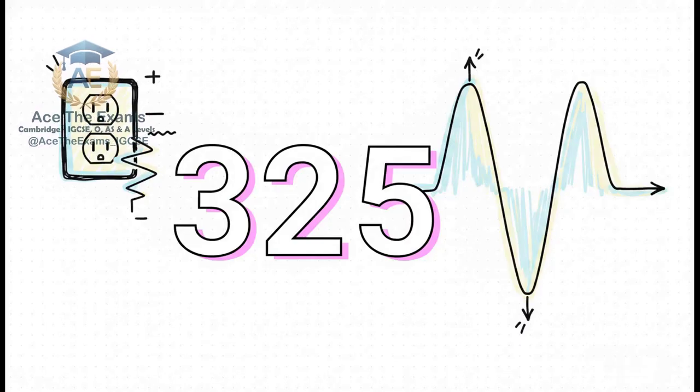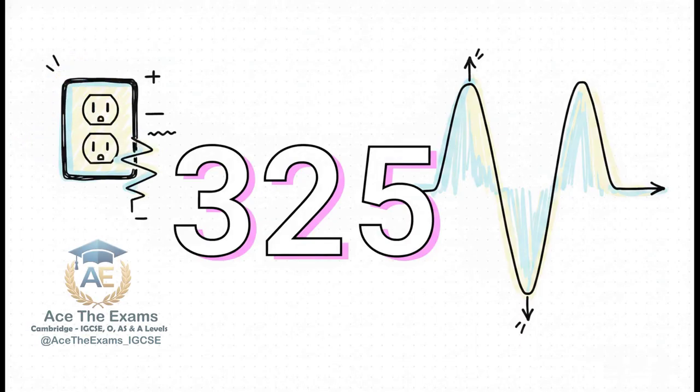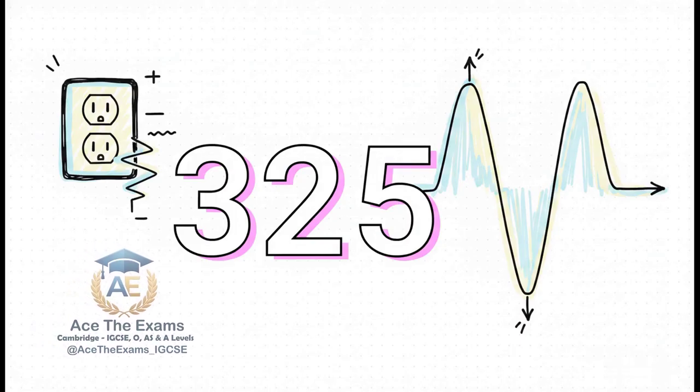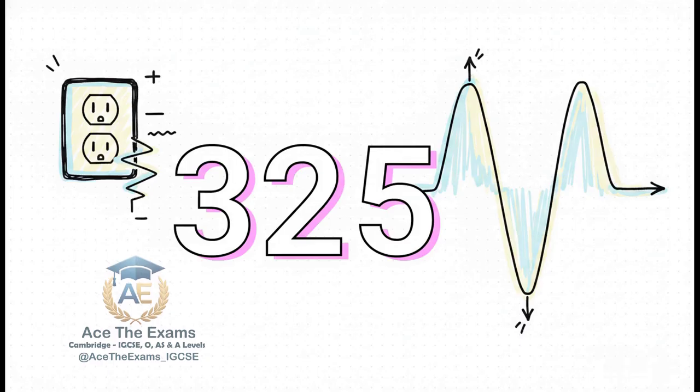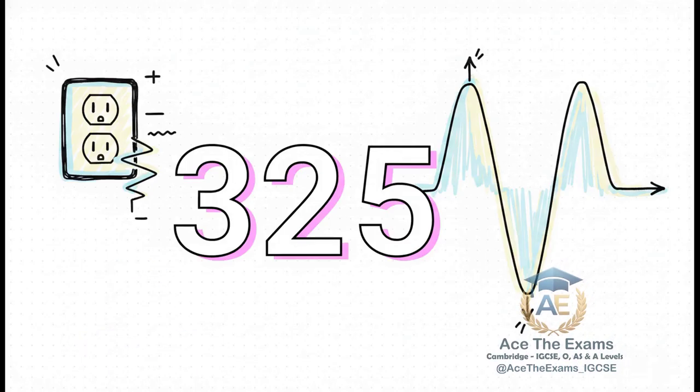Let's apply this to a real-world scenario that pops up in exams constantly. When a question states that the mains electricity from the wall is rated at 230 volts, that is actually the RMS voltage. It's the equivalent steady voltage. Now, if an exam asks you to calculate the peak voltage, apply our time management matrix. This is a 1 or 2 mark calculation.